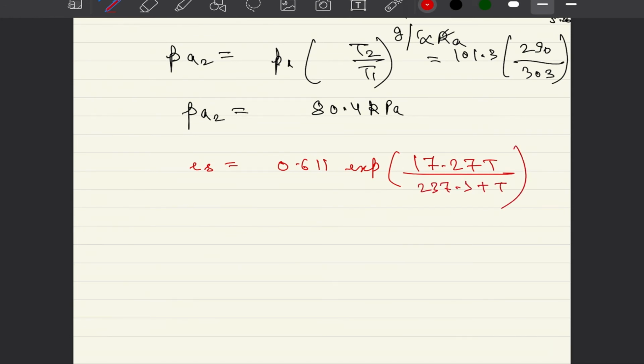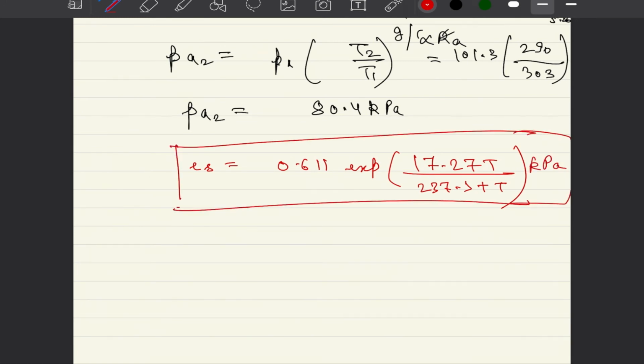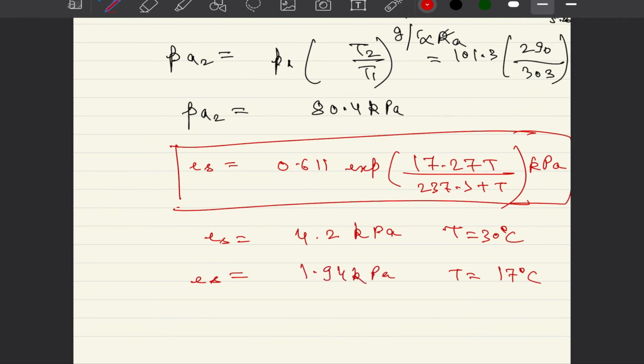The reason I write this formula every time I get an opportunity is because this is a very fundamental relationship that is used quite a lot in climatology, hydrology, as well as meteorology. So it is important for us to get a good grasp of it. At temperature of 30 degrees Celsius, ES comes out to be 4.24 kPa, and at temperature of 17 degrees Celsius, ES comes out to be 1.94 kPa. I leave these calculations to you. All you have to do is substitute the values of temperature here to get this.